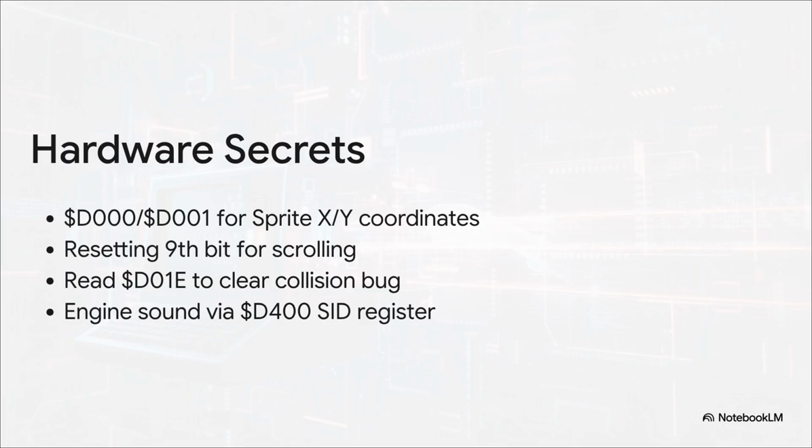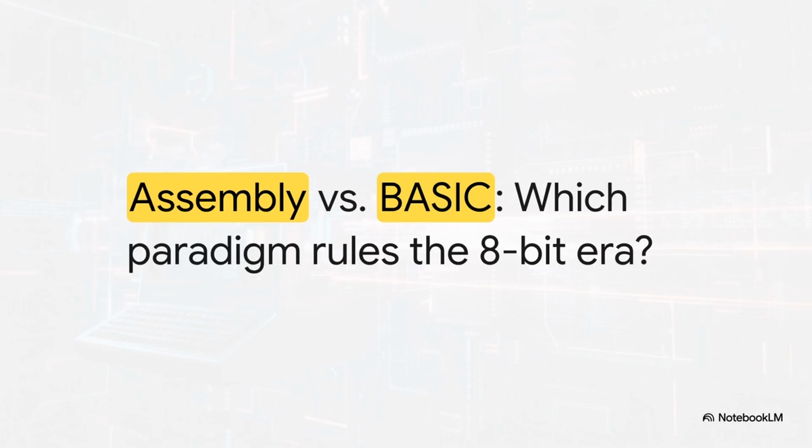Plus, you have to explicitly read that D01E collision register at the very start of your loop just to clear a known native hardware bug before you can even check for a real crash. And finally, to get those engine noises, you aren't playing an audio file. No, you are mathematically manipulating the sawtooth waveforms in the D400 audio registers to literally mimic the sound of a motor.